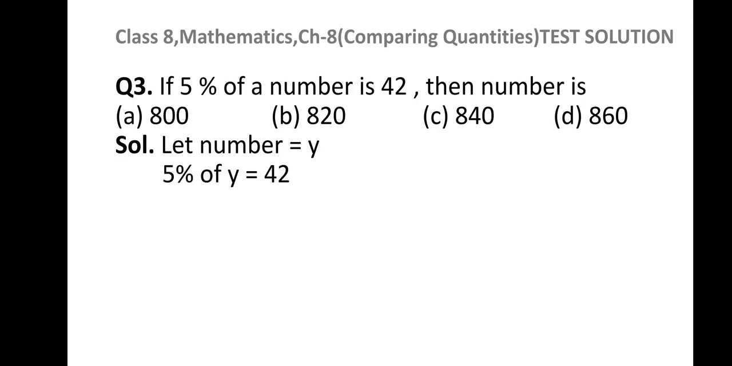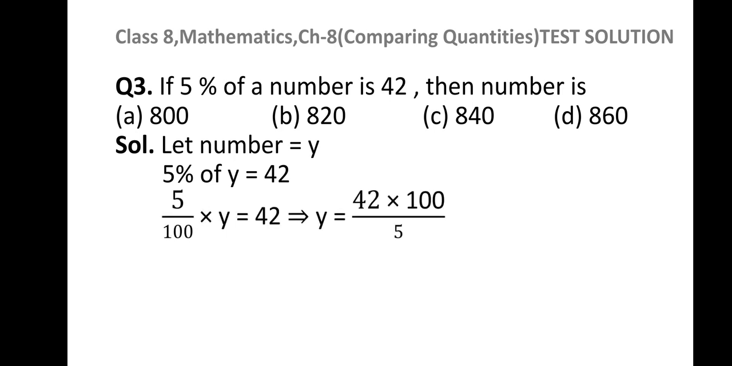5% of y is equal to 42, as this is given to us in the question, and as the percentage sign is there, and we know that percentage is a special fraction in which the denominator is 100, so it will be written 5 over 100 into y is equal to 42. Further, it will be written as y is equal to 42 into 100 over 5. After cancelling out, you will be getting y is equal to 840. So, if 5% of a number is 42, then the number is 840. If you find 5% of 840, you will get the answer as 42. So, we can verify our answer also.